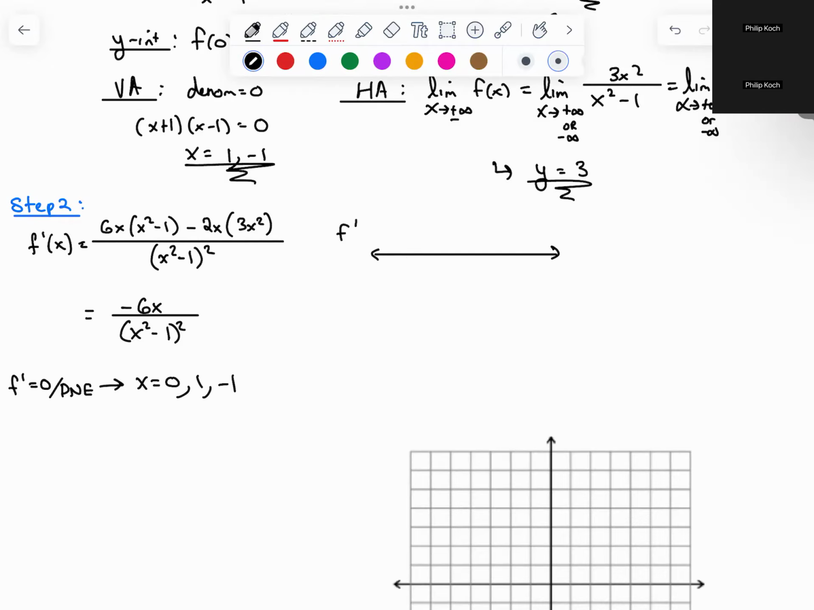Here's f prime's sign chart, and we'll make 3 lines because we have 3 values of interest. So -1, 0, and 1. And I'd like you guys to go ahead and fill out the sign chart using the derivative.